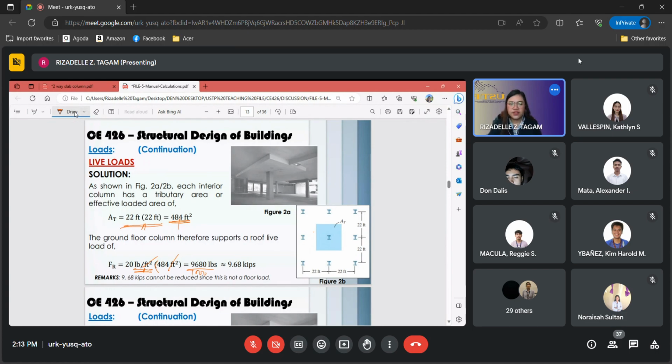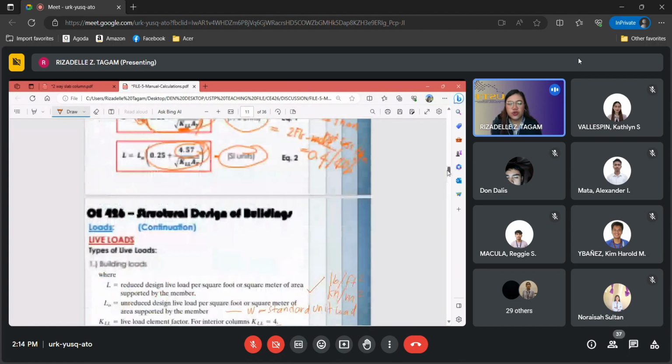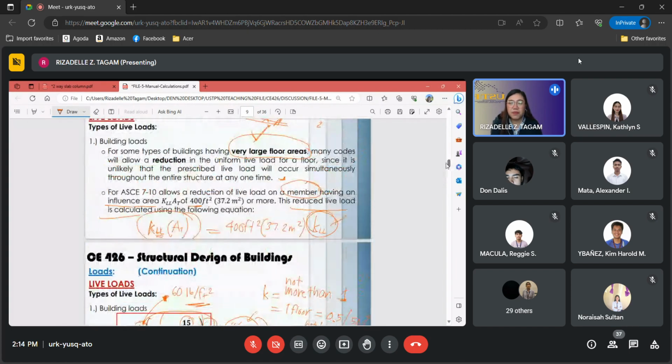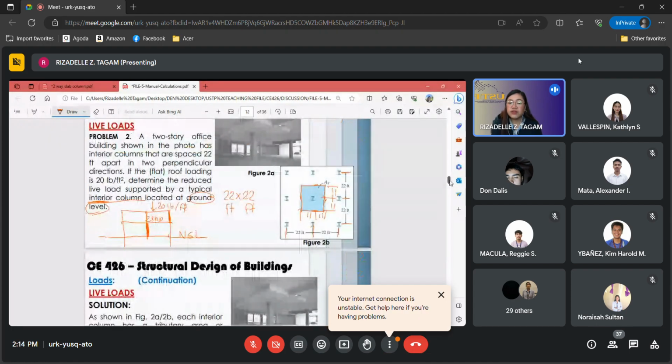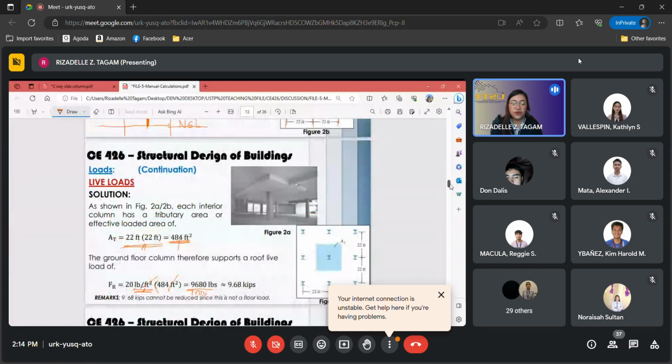So, roof loading pa lang. The 9.68 kips cannot be reduced since this is not a floor load. So, one thing for you to take into consideration: our reduction of live load is only applied to floor areas. Floor loadings lang. We cannot use it on the roof because it's a roof load. It is not a floor load. So, as is na ni.